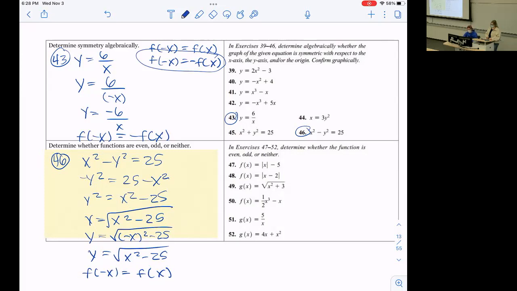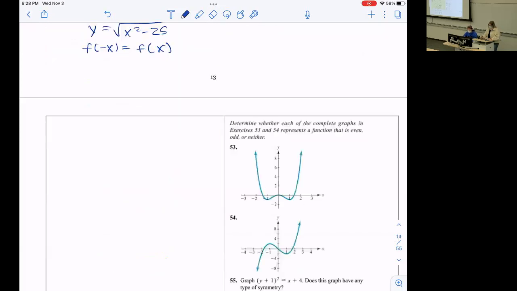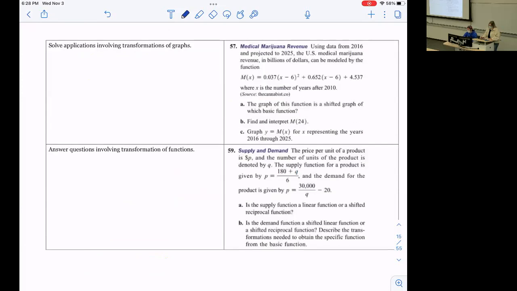Do we have any other questions about these sections? Okay. So the next learning outcome that we have is solve applications involving transformations of graphs. Do you have any questions about this? Need to go over an example? All right. Answer questions involving transformation of functions. Do we have any questions about this section? Number 57? Yeah.